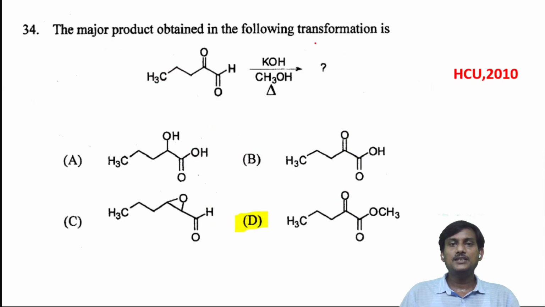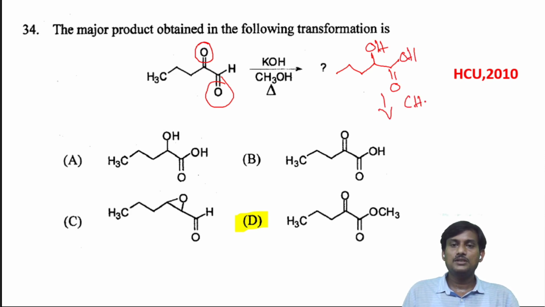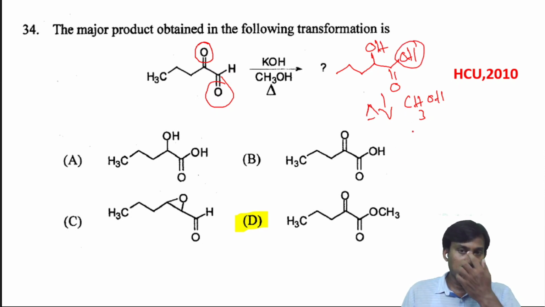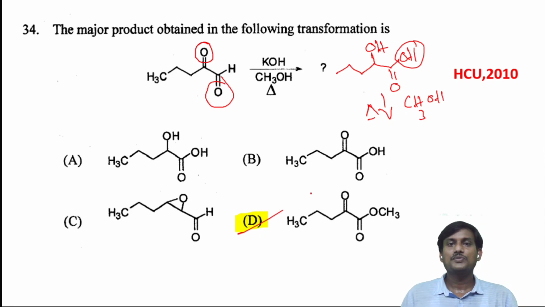The major product obtained in the following transformation is... It's also an intramolecular Cannizzaro reaction. Here there is a reduction, here there is an oxidation. So you will get OH here, and here you will get COOH. And after treating with methyl alcohol and heating it, there is an esterification reaction. In place of OH, you will get OCH3. So this is the correct option.